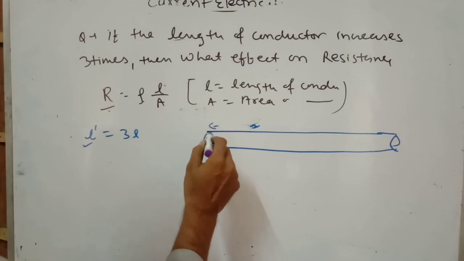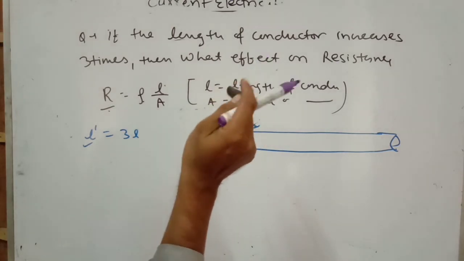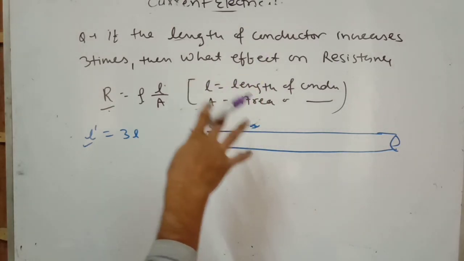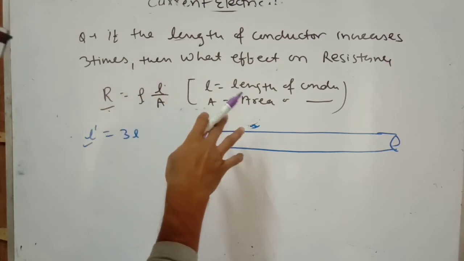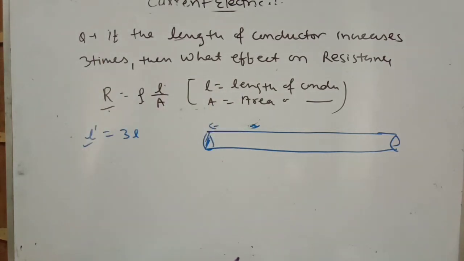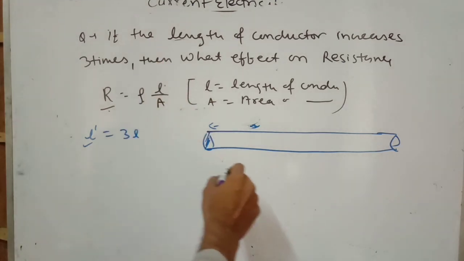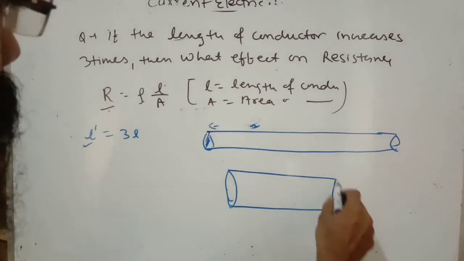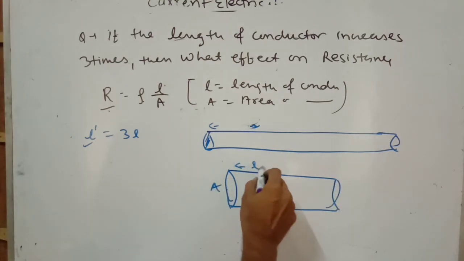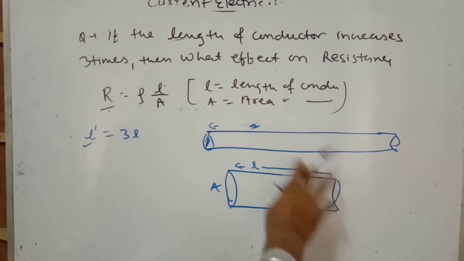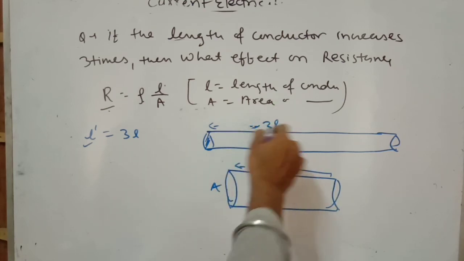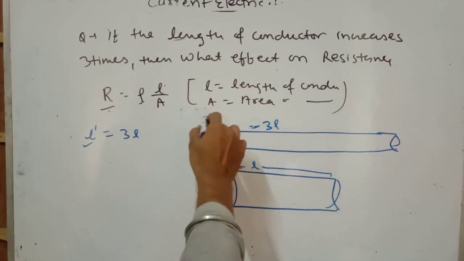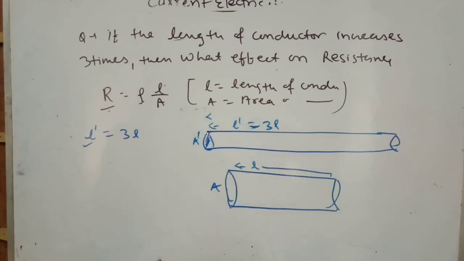So what is the effect on the thickness? We know that volume is always conserved. Volume never changes even if the length or area increases. In the previous case the area is A and the length is L. When you expand this, the length becomes 3L. So let the new area be A dash and L dash equal to 3L. So what is the effect on the area?